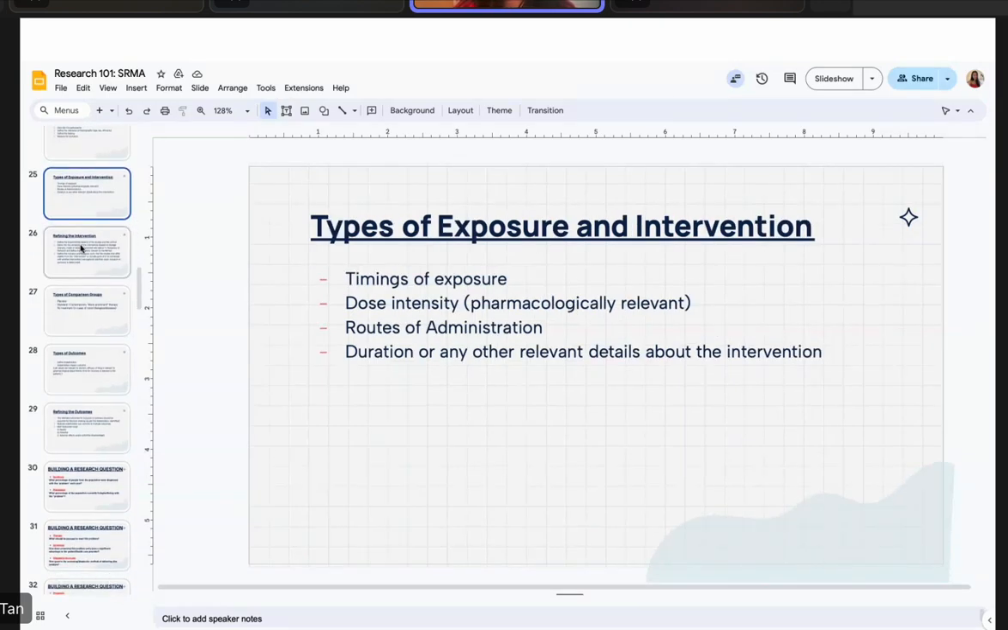So timing, again, maybe giving a drug in the day will be better than at night, something like that. Dose intensity, finding the right amount of dose. Routes of administration, so that would be like, is it better through IV injection? Is it better orally? And then duration or any other relevant details about intervention.